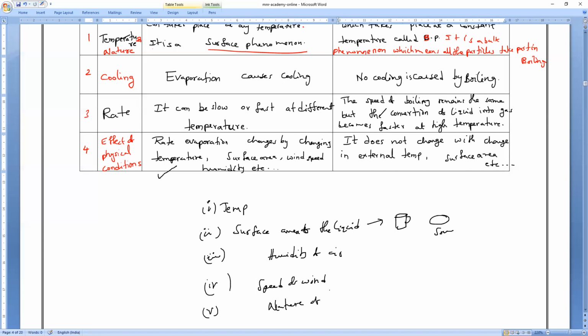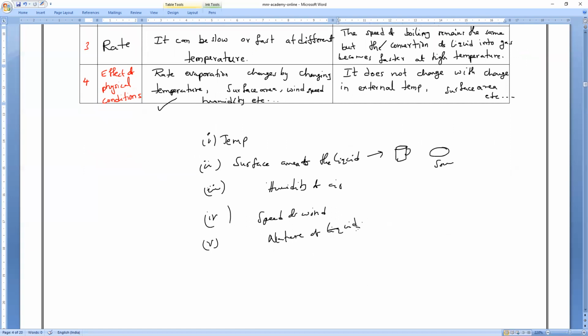That is, we can say volatile liquid or non-volatile liquid. Yes or no? So which will evaporate faster, a low boiling point liquid or a high boiling point liquid? Low boiling point liquid. That is what you have to remember.